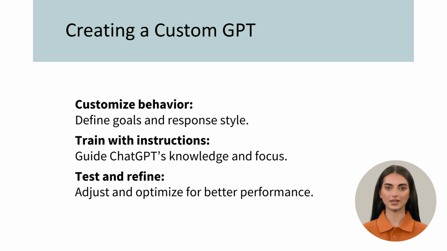Step 1. Customize behavior. Define what your custom GPT should do, whether it's handling IT requests, drafting reports, or summarizing data. Set the right tone and response style to match your audience. Step 2. Train with instructions. Provide clear guidance to shape how the AI responds. You can specify key phrases, priorities, and important guidelines to make sure the output aligns with your goals.